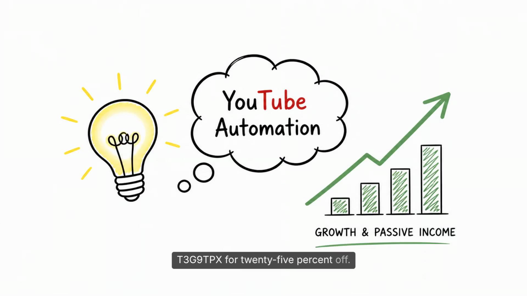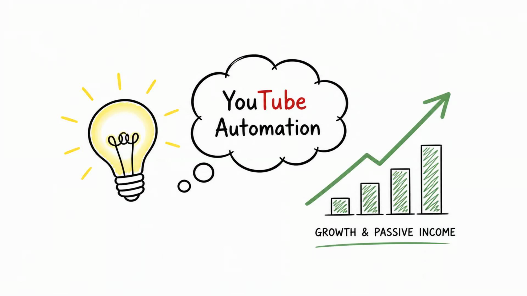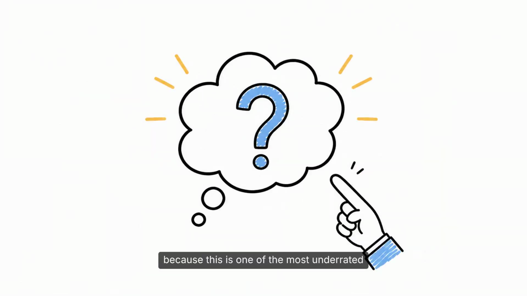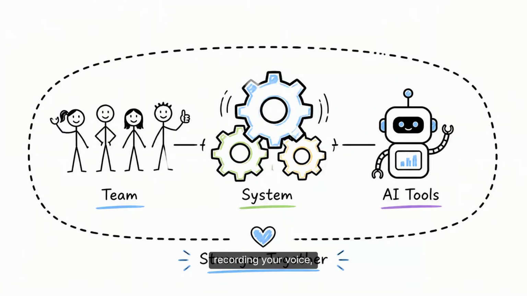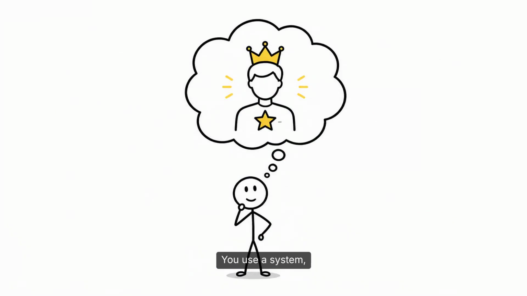Now let's talk about YouTube automation, because this is one of the most underrated ways to build passive income online right now. Here's the concept. You build a YouTube channel that makes money without ever showing your face, recording your voice, or being on camera. You use a system, a team, AI tools, and you run it like a business.